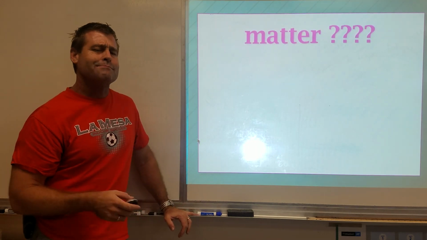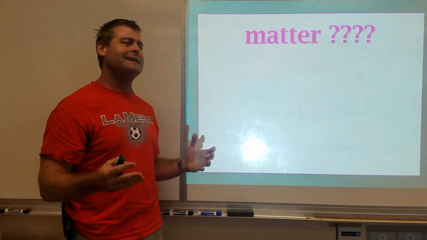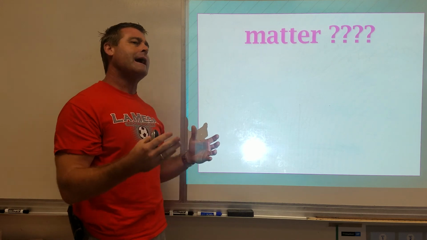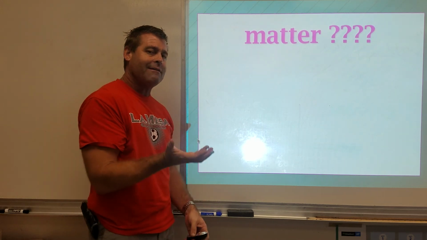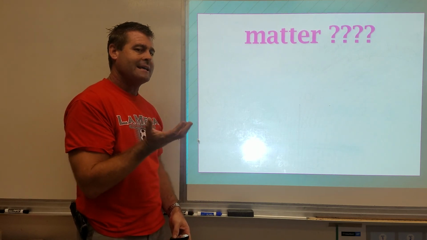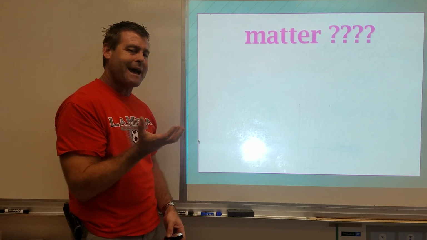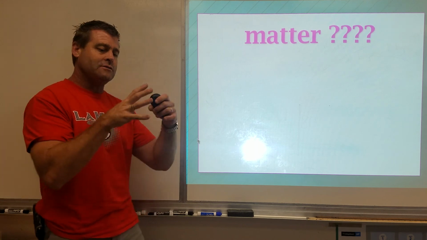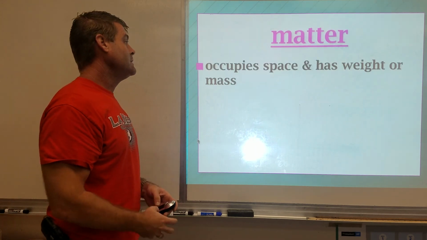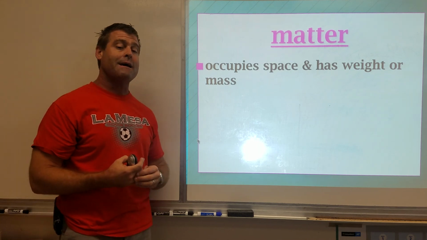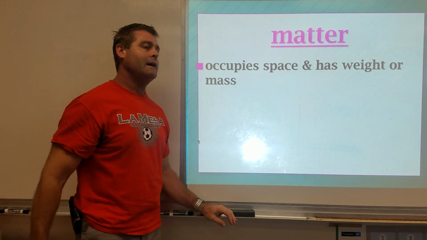So matter, what is matter? Remember we said before it's just stuff? It kind of is, but matter actually has to meet two requirements. First of all, matter has to have mass. There has to be some mass to it. And then it also has to take up volume, take up space. So if it takes up space and it has mass, then it would be classified as matter.